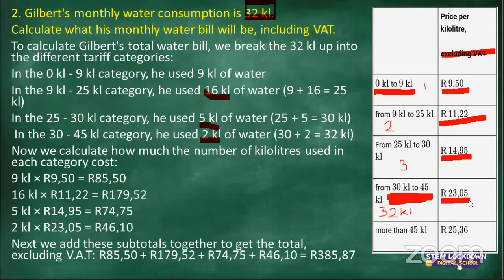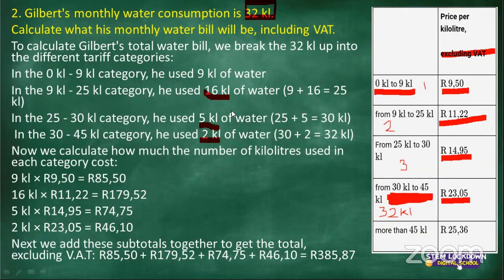Then the last step from there, you add all of these subtotals together and you get your total answer. So we add all of these calculations together and then we get 385 rands 87 cents. There we have our answer that will cost him. But this answer here is excluding VAT. And in our question, they expressly said including VAT.